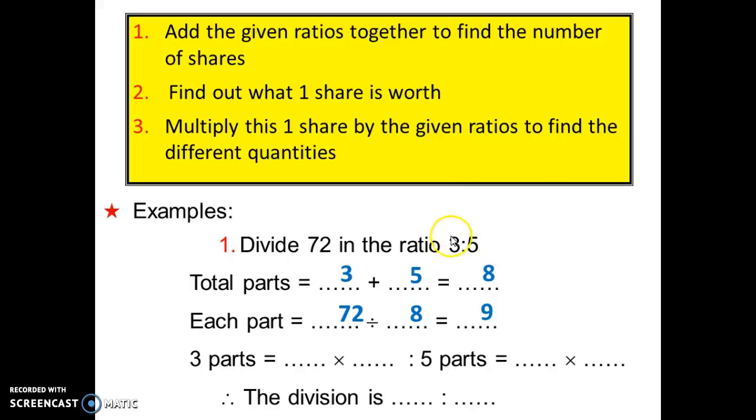So because I want it in the ratio of 3 to 5, I'm just multiplying that 9 by 3 and then also by 5 to find out the value of each of those parts. So I end up with 27 to 45 as my ratio. You can always check whether your answer is correct by adding the 27 and the 45 and you should get the original amount.